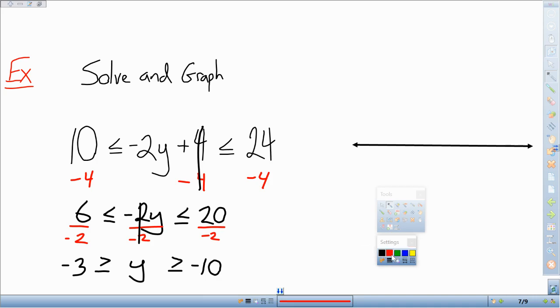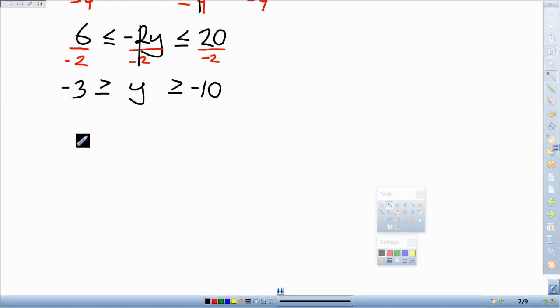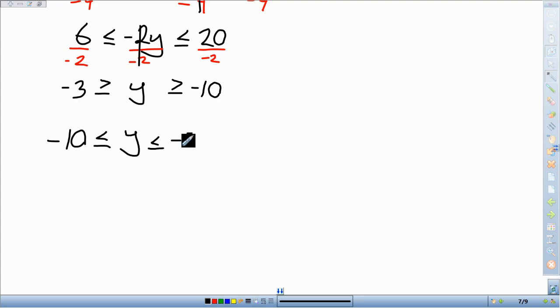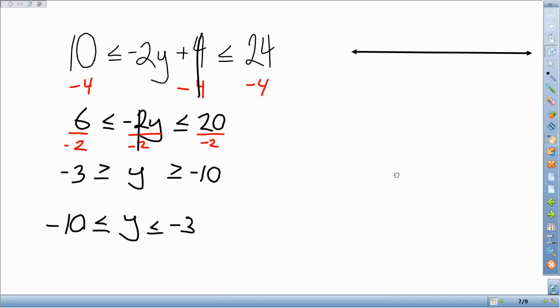We can still graph this thing, though on a test, if you were doing multiple choice, they would probably rewrite this thing as negative 10 is less than or equal to y is less than or equal to negative 3. They would flip-flop everything. Okay, so maybe just put that in your notes just in case, but really you can graph either one of these and you get the same graph. All right, so let's go ahead and do it.